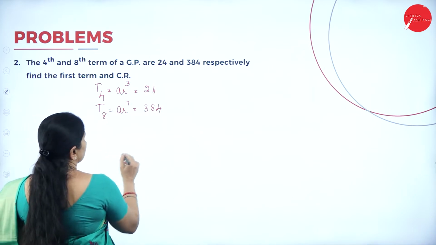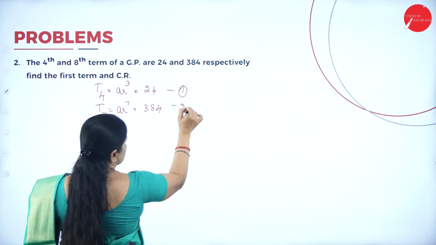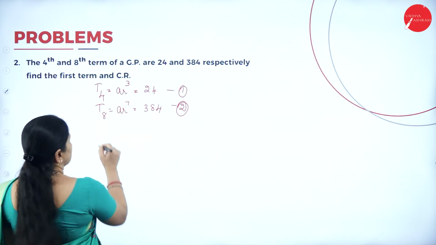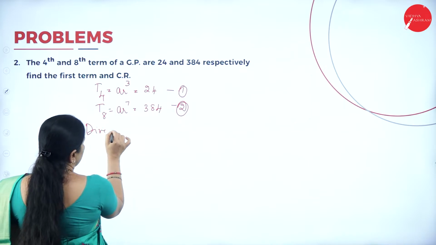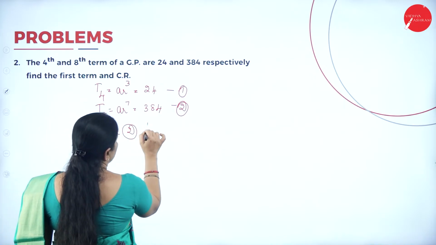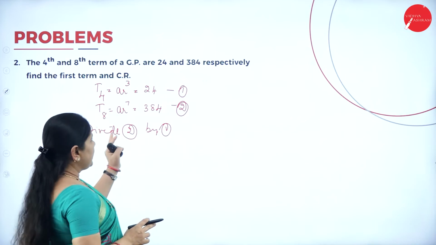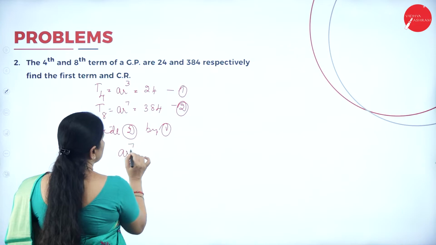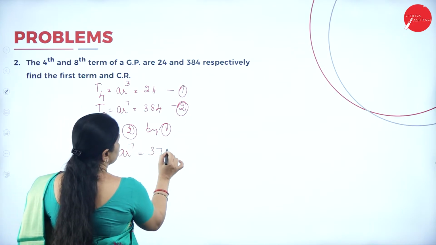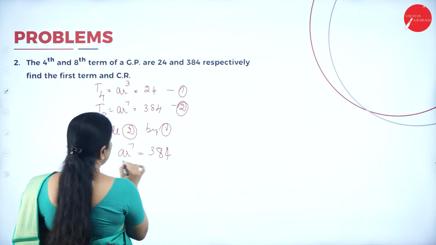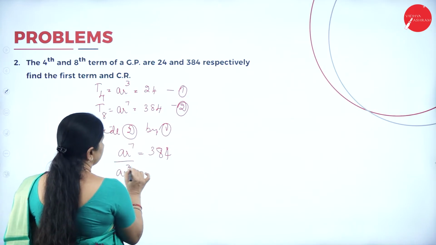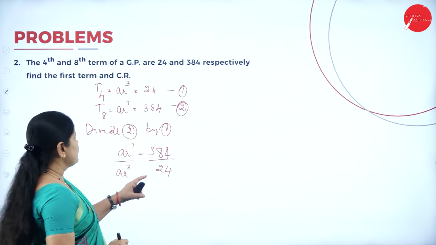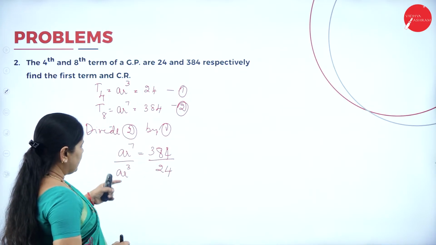So what I will do is, I will write these as equations 1 and 2. Now divide 2 by 1. So divide equation 2 by equation 1. So I get AR to the power 7 equals 384 and AR cube equals 24. So I write it in this form: AR^7 by AR^3.